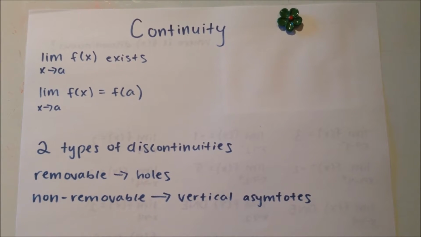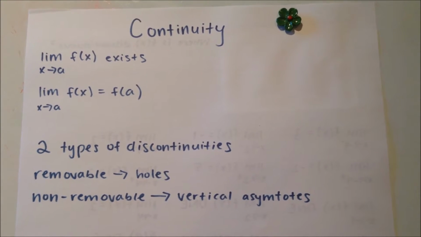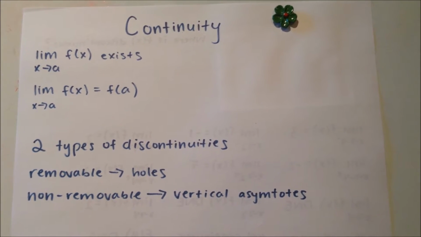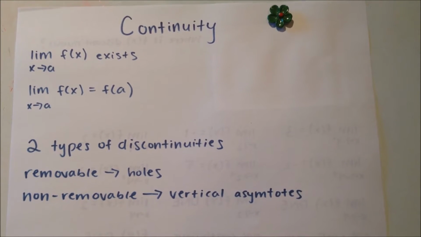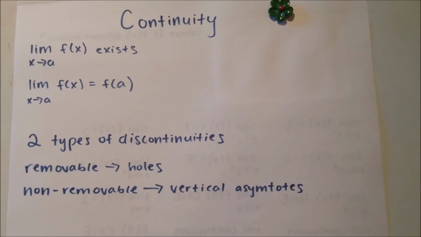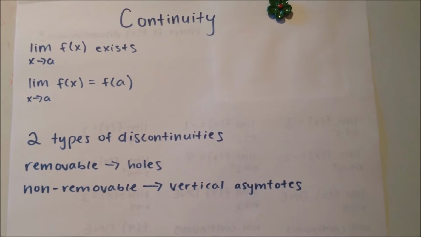Hi, so today I'm going to be talking to you about continuity. So the two criteria for a function to be continuous is that the limit of x approaching a of f of x exists, and the limit of x approaching a of f of x is equal to f of a.